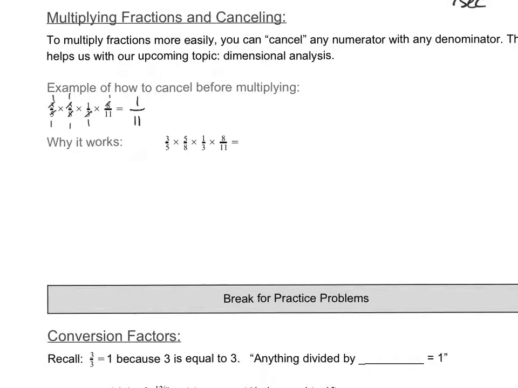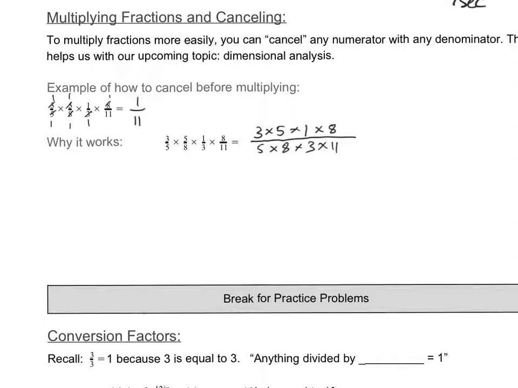Now, canceling before multiplying is a pretty smooth process. I do want to take a second and just explain to you why it works. The reason it works is that fraction multiplication tells me that when I multiply fractions, I multiply the numerators and I multiply the denominators. So when I multiply all the numerators together, I get 3 times 5 times 1 times 8. And when I multiply all the denominators together, I get 5 times 8 times 3 times 11.